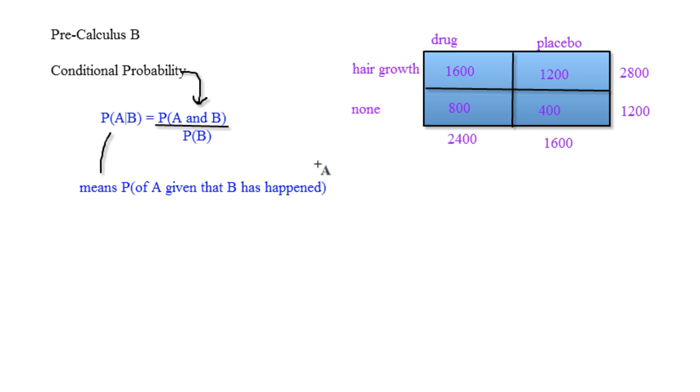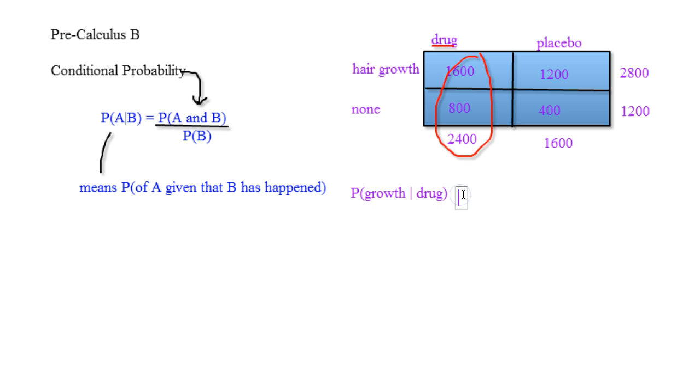What is the probability that a test subject's hair grew given that they used the experimental drug? So we're going to be looking at these numbers right here because we're looking at the drug users only. That's the given. The given was the drug. So the problem would be set up as the probability that there was growth in the hair given that they were using the drug. It's going to be pretty easy to work with.